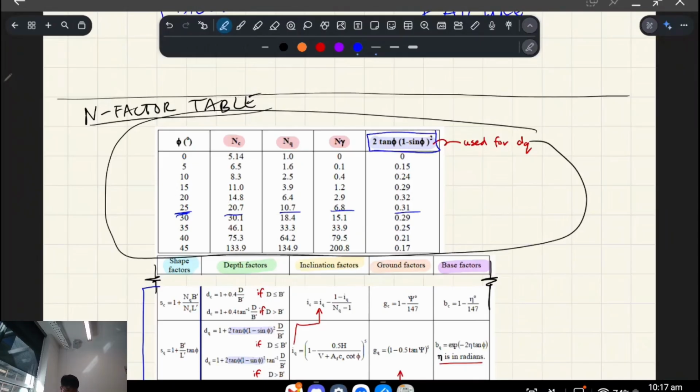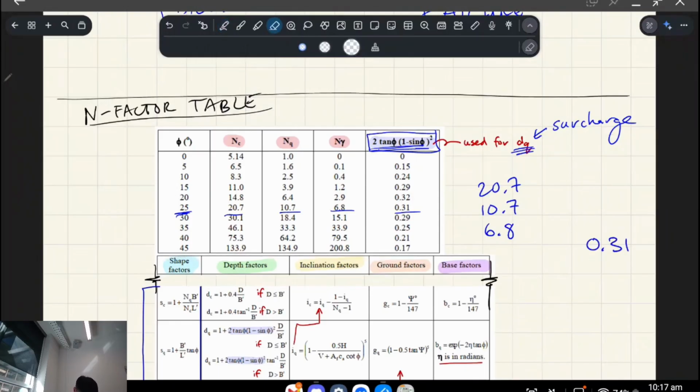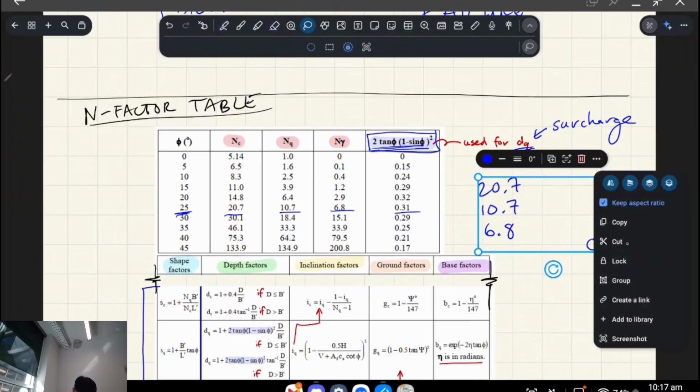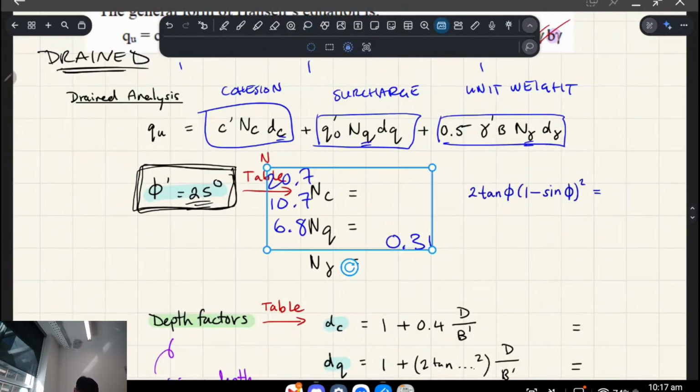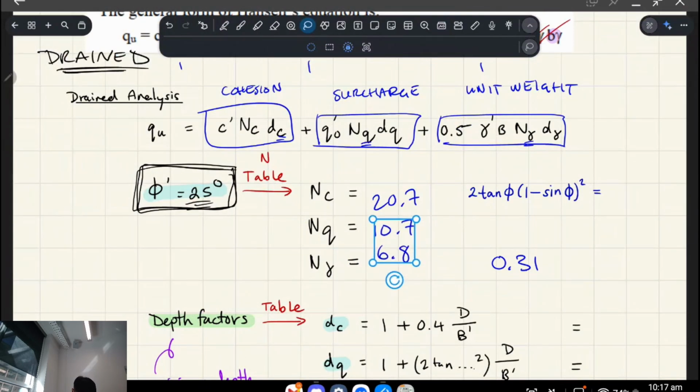So what is this component? It basically gets plugged into a depth factor related to surcharge. So it's a surcharge depth factor, and whenever you're using the surcharge depth factor, you have to take this from the table as well. These numbers were 20.7, 10.7, 6.8, and 0.31. So if I take that and move it down here, you can see how this all plugs in. We're just taking these numbers directly from the table.